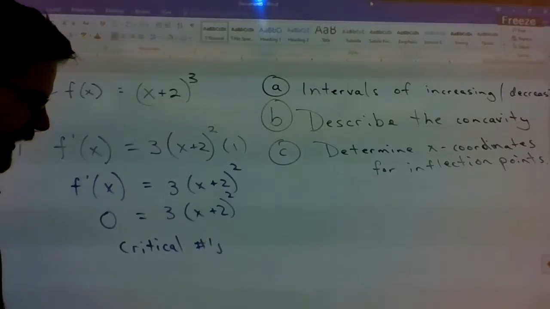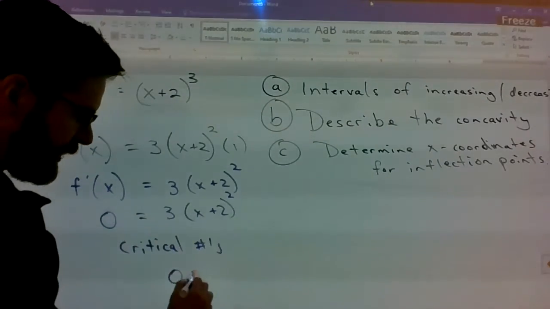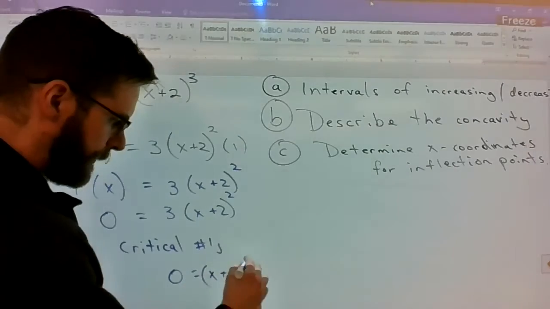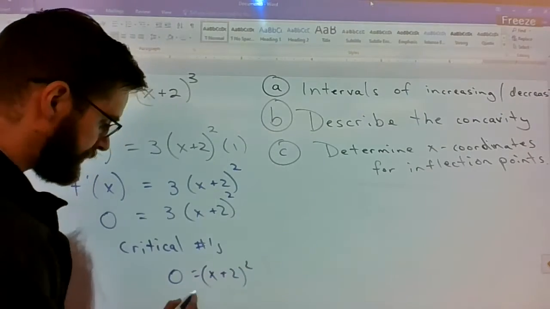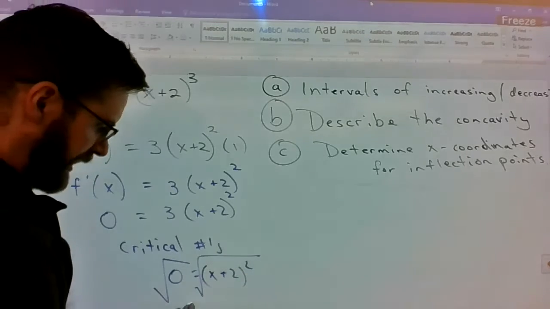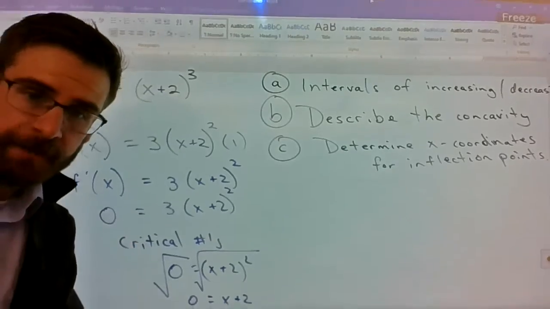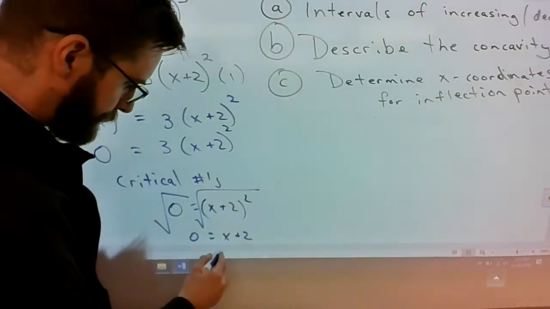And then you solve that equation. So I can divide both sides by 3. You get 0 is equal to x plus 2 squared. You can square root both sides. That gets rid of the square here. So you got 0 is equal to x plus 2. So our only critical number is going to be x equals negative 2.